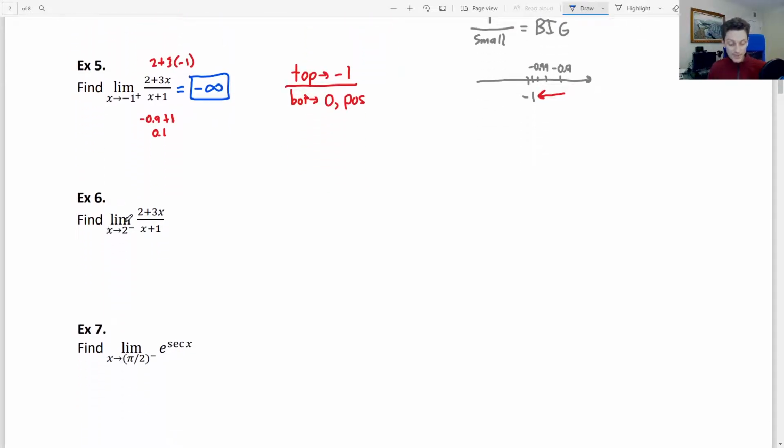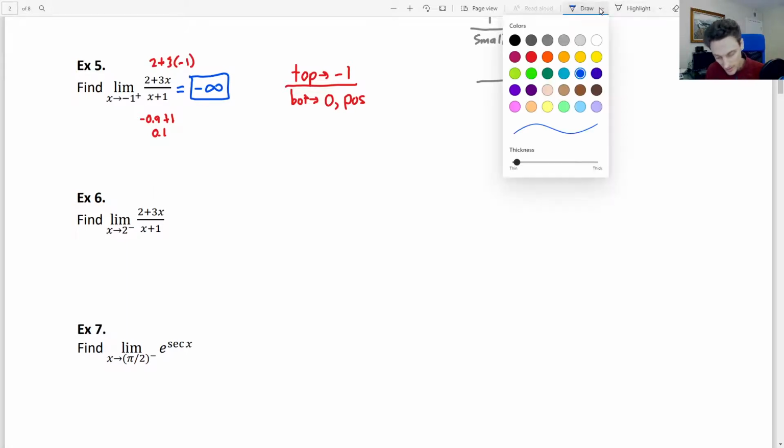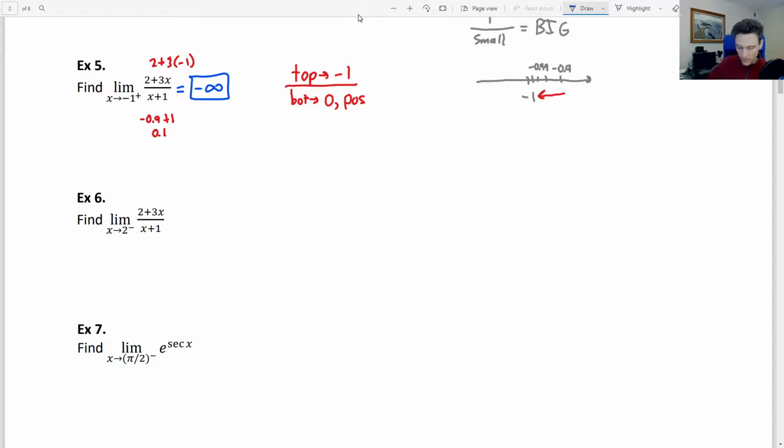Example 6 says find the limit as x approaches 2 from the left of the same fraction. So here we can think about what the top and the bottom are approaching again.